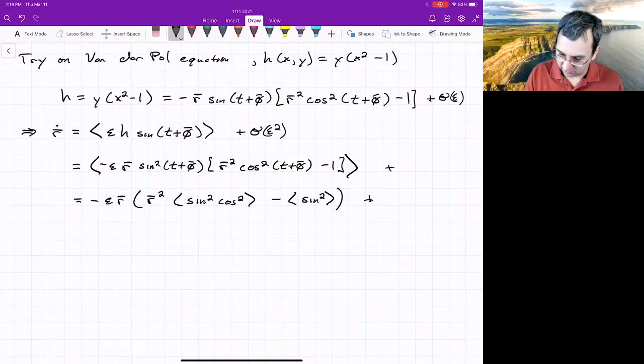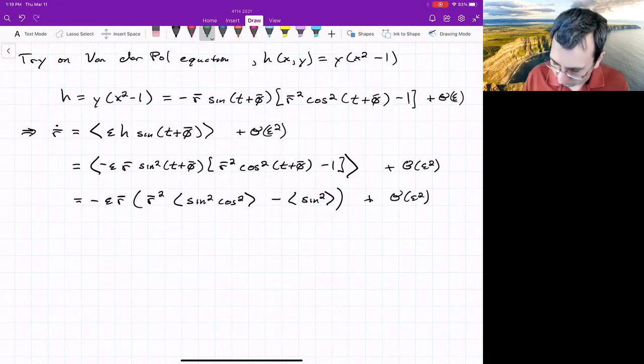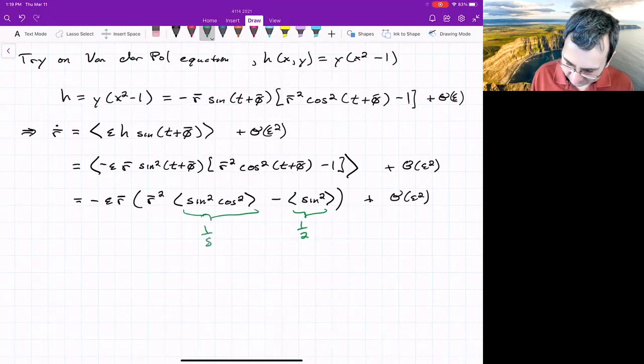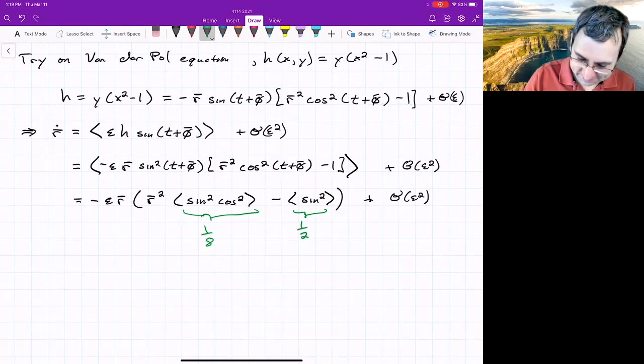Doing our bookkeeping, forgot some bookkeeping, right? Order epsilon squared would be the next term if we were to continue this expansion. So we've already figured out, hopefully by a technique that you don't think is too dumb, what this is. The average of sine squared is 1/2. We already did this too. The average of sine squared cosine squared turns out to be 1/8. And now we can just substitute back in. And what do we get?